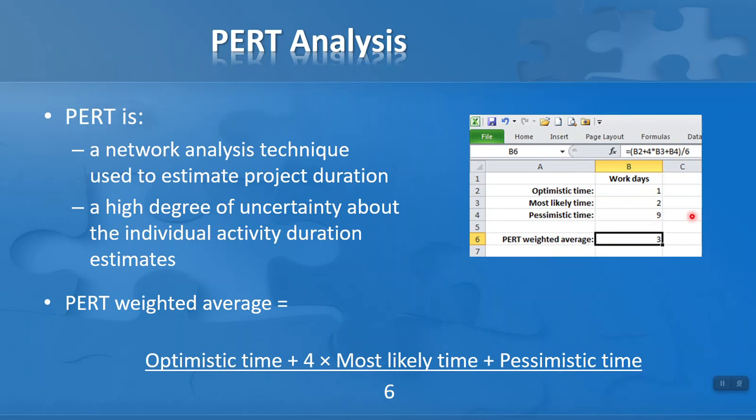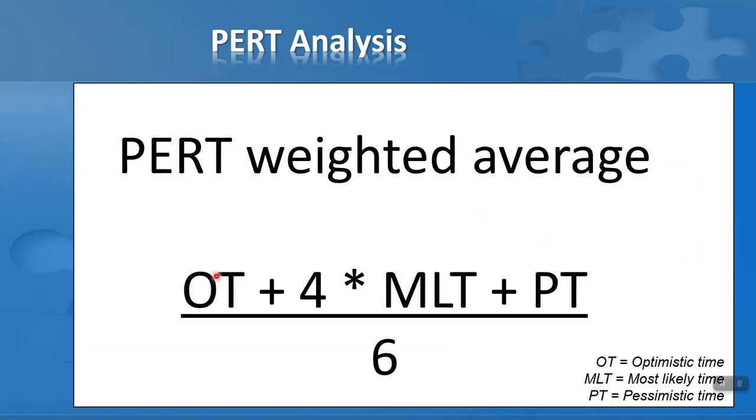And which one of these do I put in? So I take this formula that I have on the bottom of my page here. We'll look at it more closely in a moment, where it takes into account the optimistic time, the most likely time, and the pessimistic time. So we've got a formula here to work out what we call our PERT weighted average.